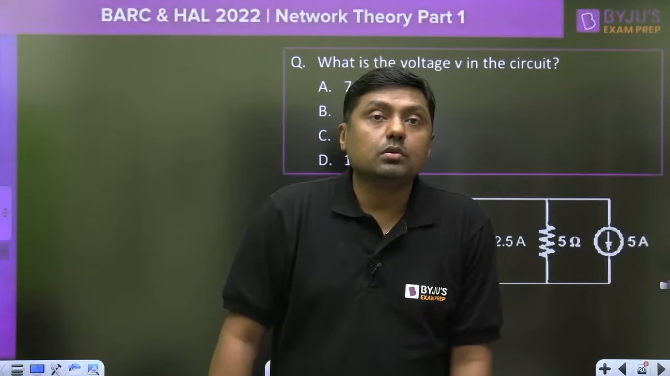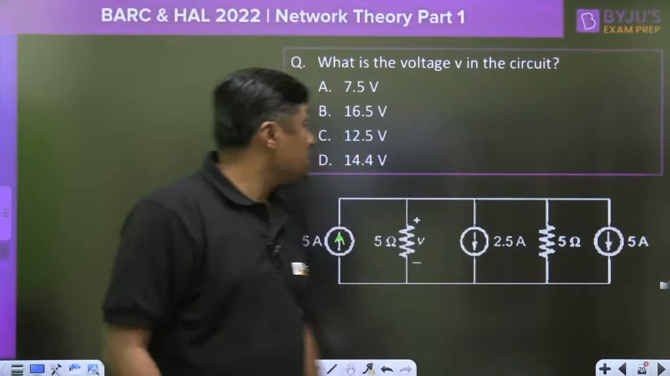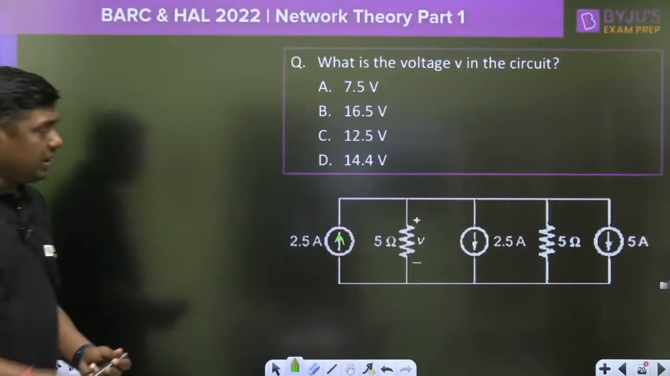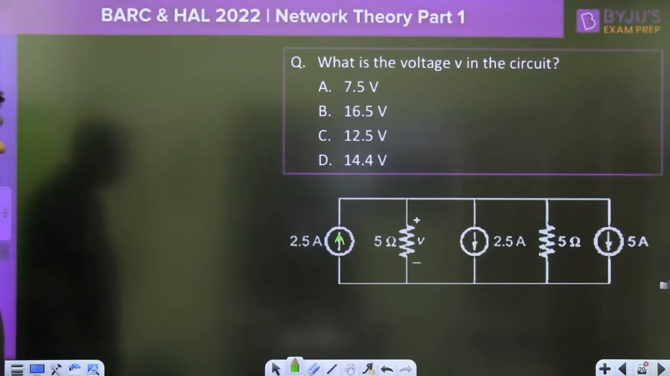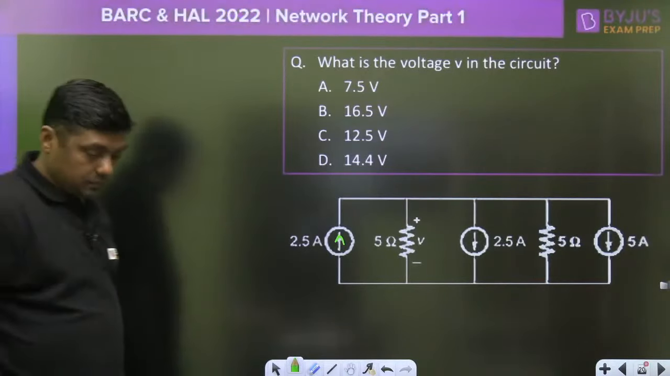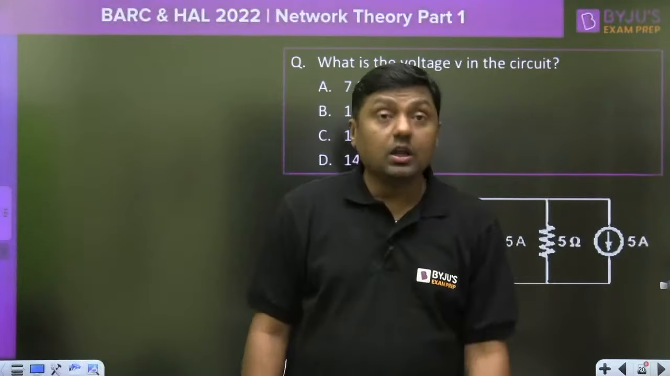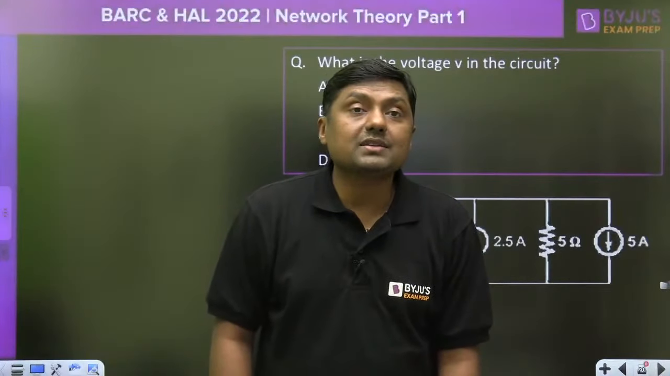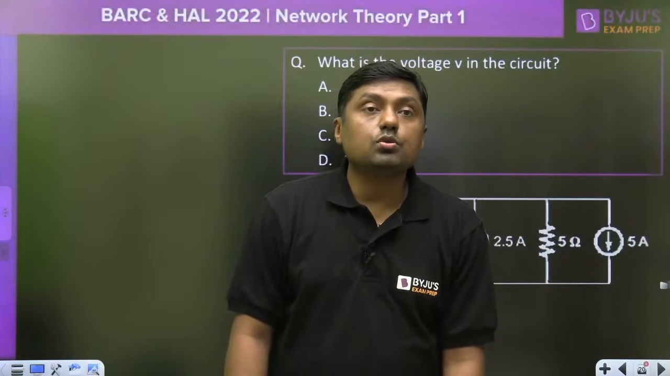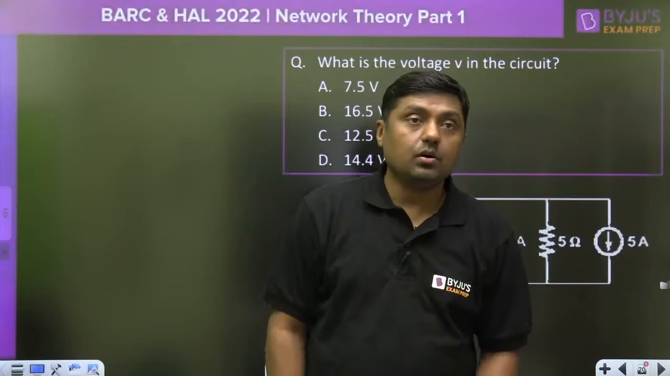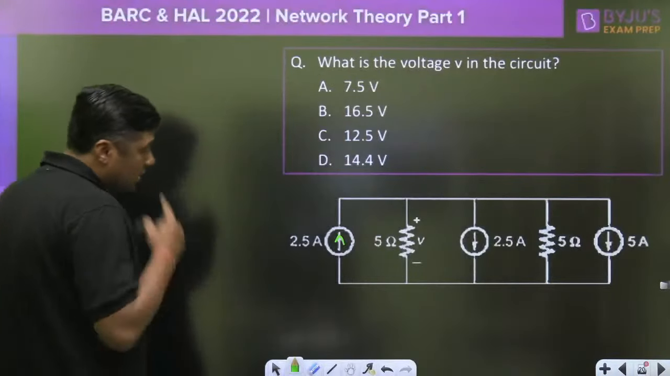Sai Tarun, I am fine. You are giving the answer A, 7.5. Okay. Now tell me, what will it be? Or none of these? Tell me. Exactly. Utkarsh, you are giving the answer C. Okay. Now watch this.